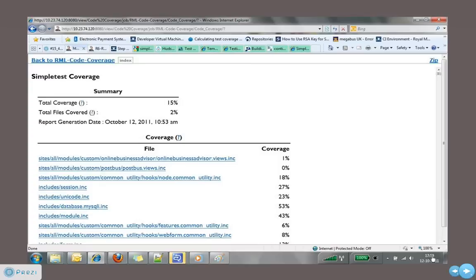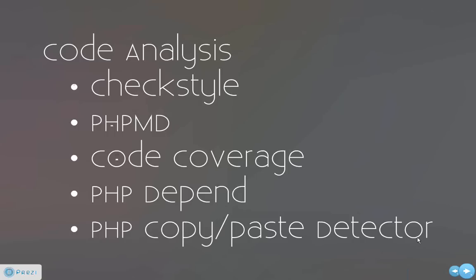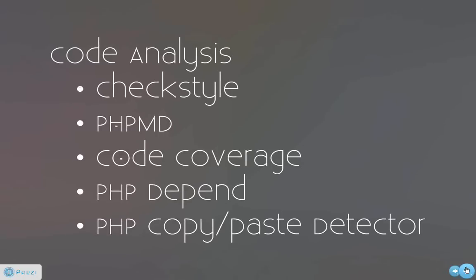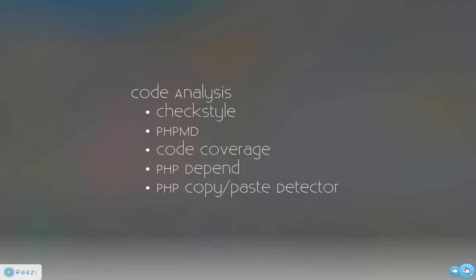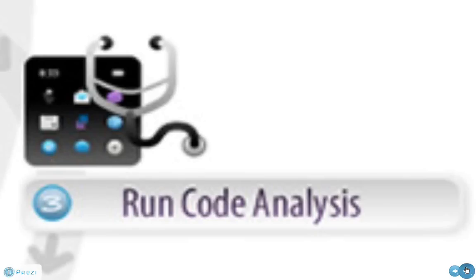The next is PHP Depend and PHP Copy Paste Detector. PHP Depend gives you a report of what is depending on what. And PHP Copy Paste Detector, if you've copy pasted code from somewhere else, and there are errors and repetitive code, shows you the report. I'm not going into detail of that. So that is what we cover in the run code analysis part of the presentation.